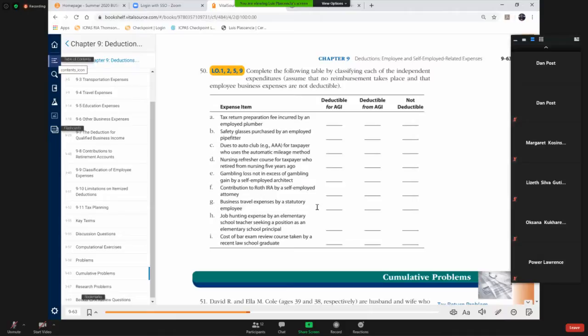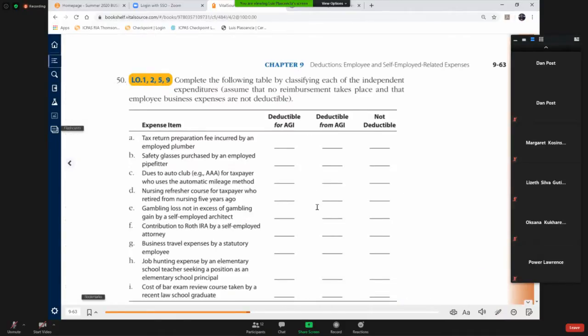I want you to think about where it would go, as a deduction for AGI or a deduction from AGI. So the first one, tax preparation fee incurred by an employed plumber. Where would this be deductible under current tax law? Anybody? What do you guys think? I'm going to start calling on people. Not deductible? Yeah, it's not deductible. Where would it go before?